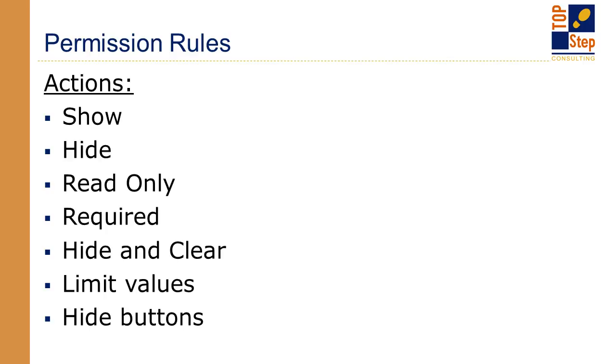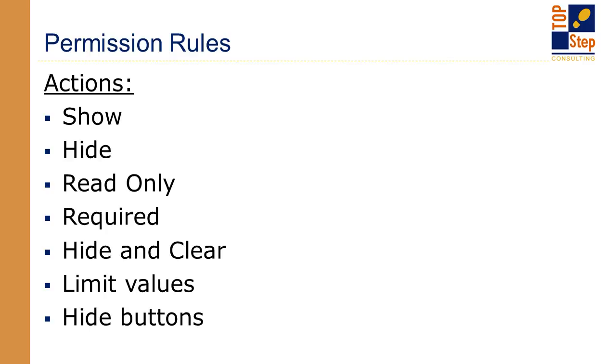Show and hide are pretty self-explanatory. You either can show a field that normally would be hidden or hide a field that would normally be shown. Make a field read-only or make it required. Or you can actually hide and clear the field. So if you have a field that is pre-populated by default, but when a certain condition happens on that form, you want to clear that, you can hide and clear that value.